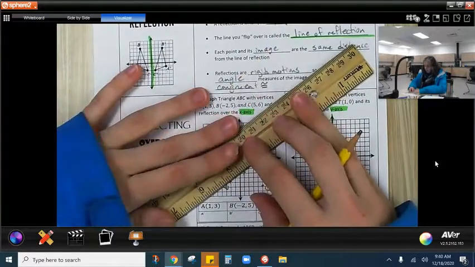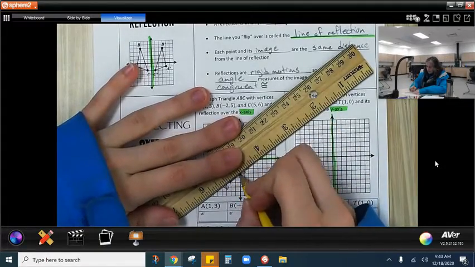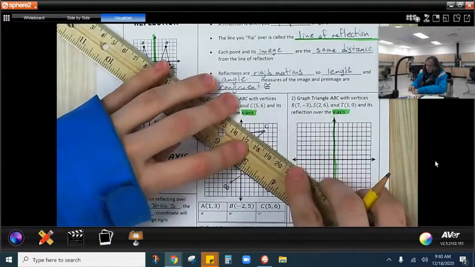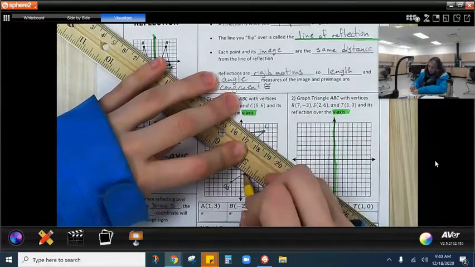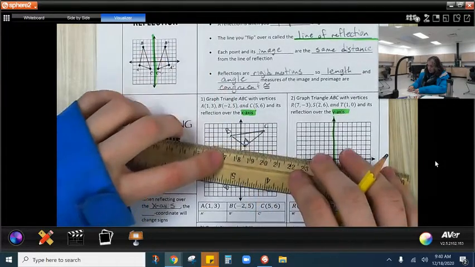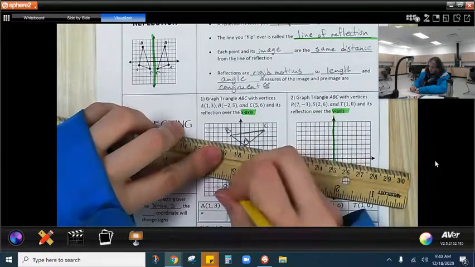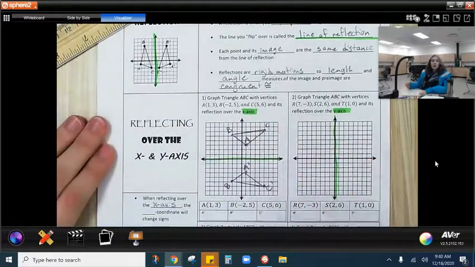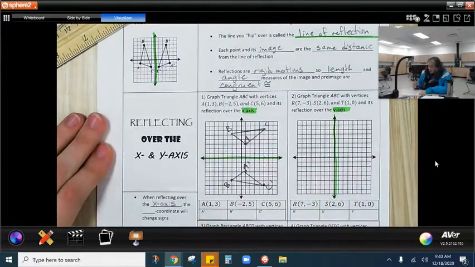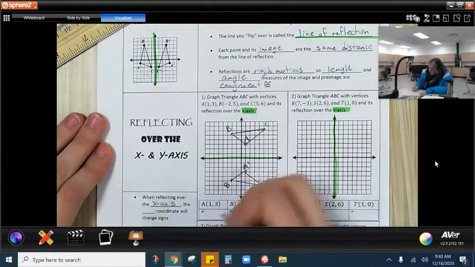We can see that those are exactly the same size. We could prove it by using the distance formula, right? Ooh, the distance formula. It's like it never goes away. And now I can record what my points are. So A prime is at 1, -3.